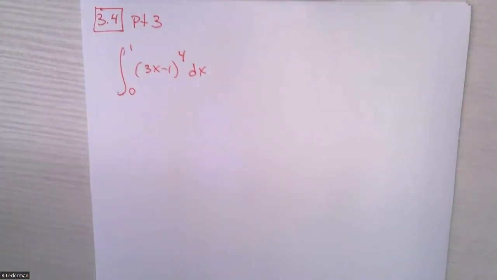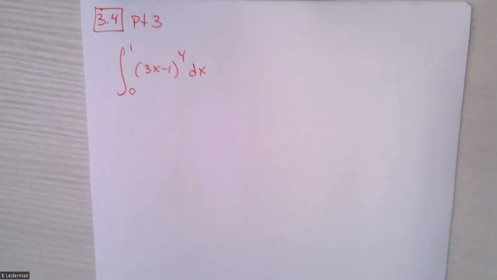As promised, we're continuing 3.4. This is part 3 of our 3.4 treatment. I'm going to say treatment, I like that word. And we're going to do U substitution, but U substitution with limits of integration on the problem. In other words, we have the 0 and the 1 over there. There's going to be a tiny tweak we're going to need to do. But let's start by doing the U substitution itself.